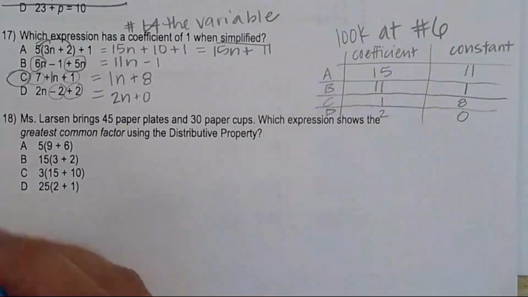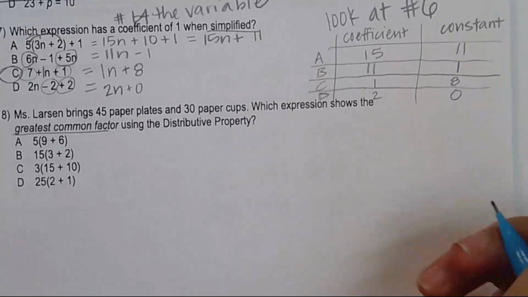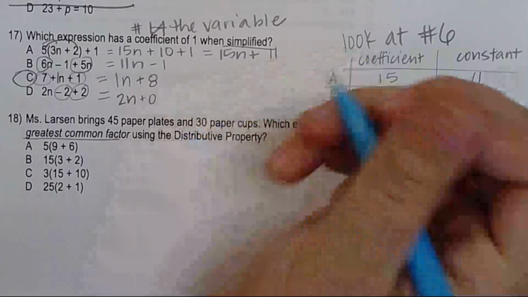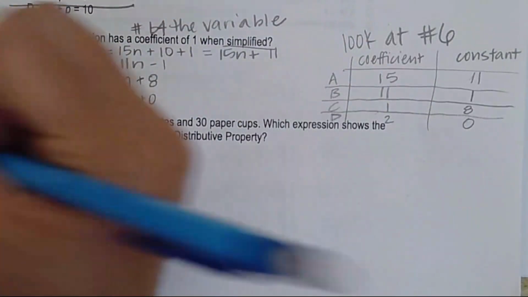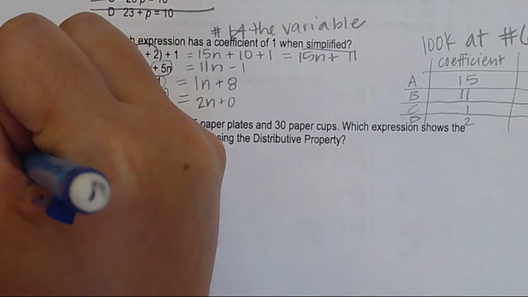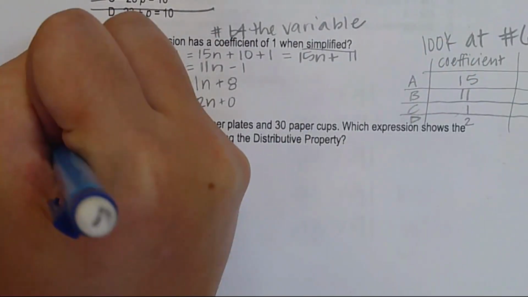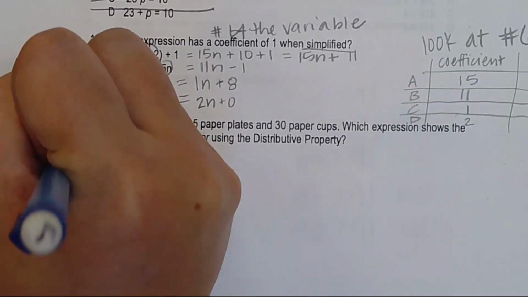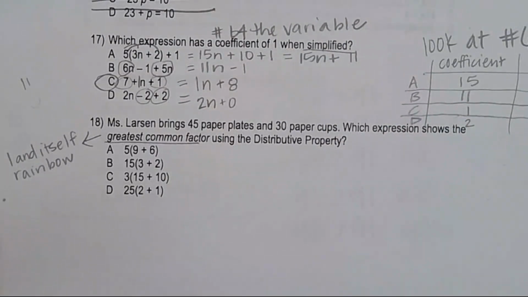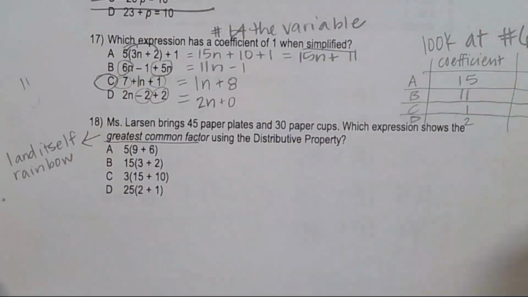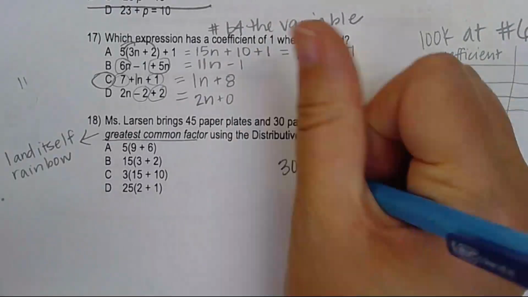Greatest common factor. And we wrote down notes on this yesterday. Remember, greatest common factor is talking about 1 and itself, or you can remember to work from the outside in, doing the rainbow, however you need to remember. And what did it ask you to find the greatest common factor of? 30 and 45.